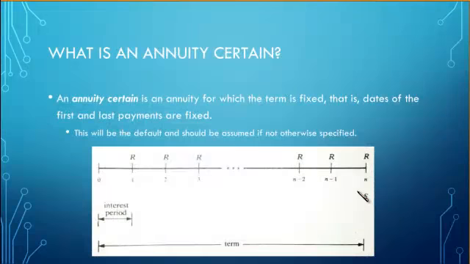If the term of an annuity is fixed, then that annuity is said to be an annuity certain. That means for that annuity you know the dates of the first and the last payment. So in this course, this will be the default and should be assumed if not otherwise specified.